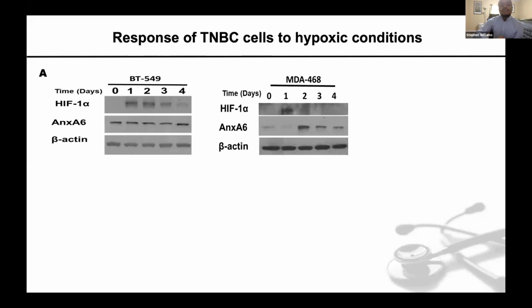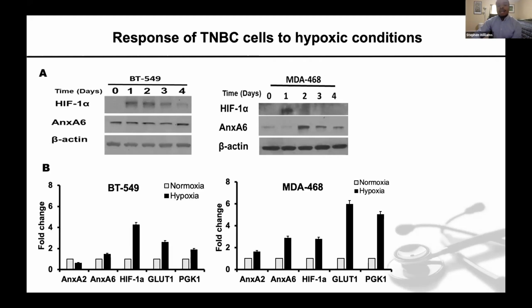And as you can see in the BT549 cell lines, annexin A6 expression is much more stable, but you do see the upregulation by day 4. You see a more pronounced stability of this hypoxia-inducible factor 1A in BT549 cells compared to that of the MDA468 cells. After day 1, you see HIF1 stability is actually lost.